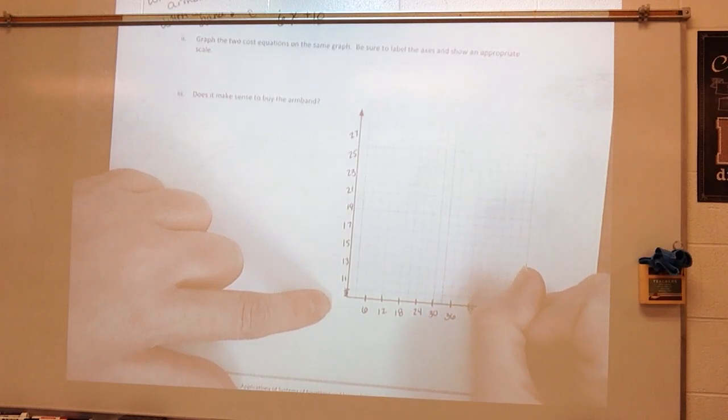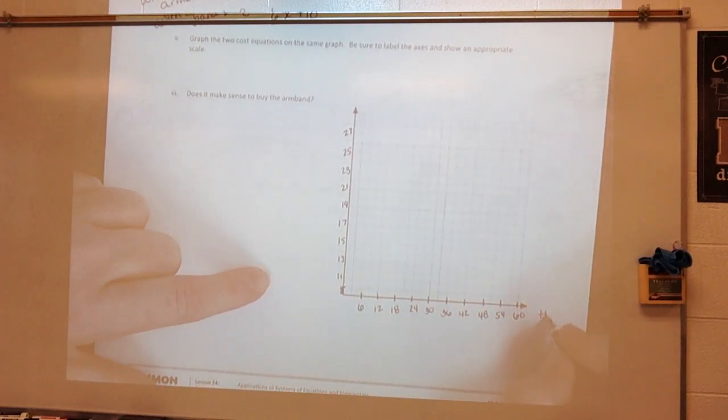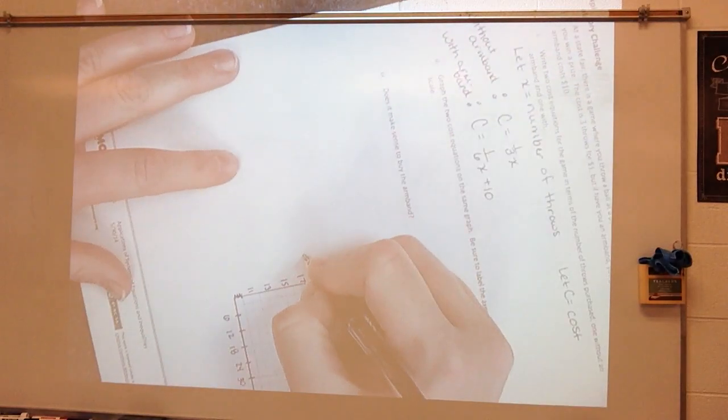Had a brain block there for a minute. Forgot what my next number was. Let's see, that'd be what? 7, 8, 9 would be 54 and 60. Okay? Alright, so let's look at this. This is our number of throws. And this is our total cost.